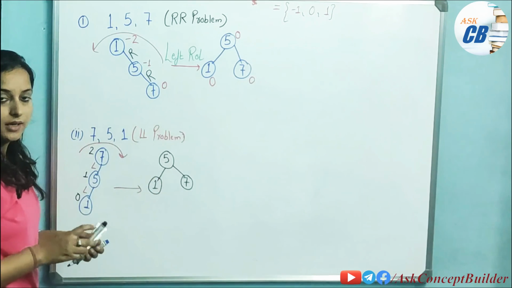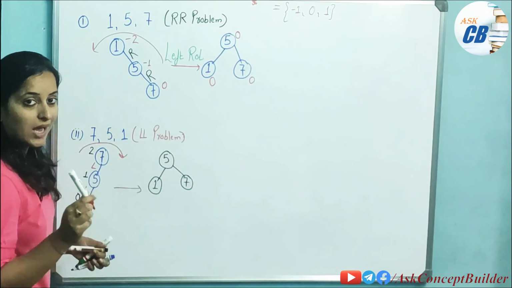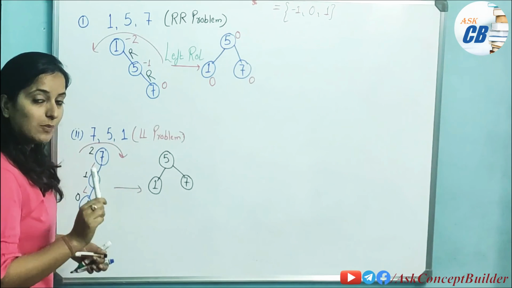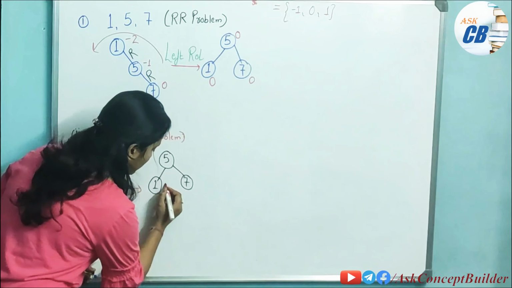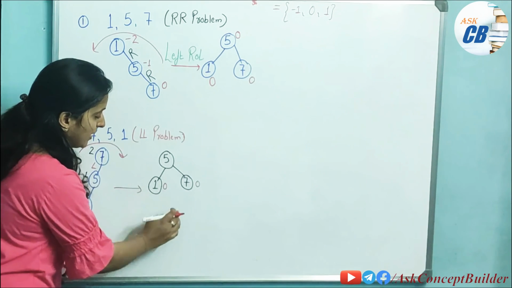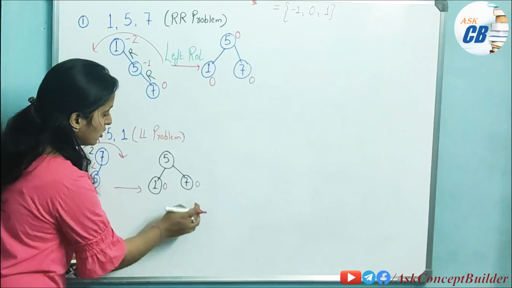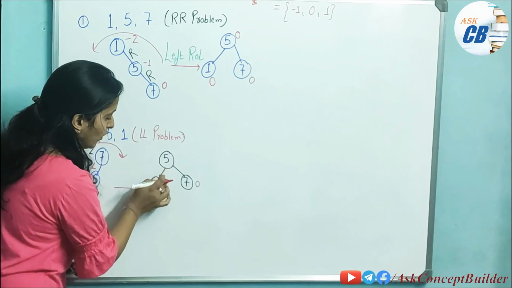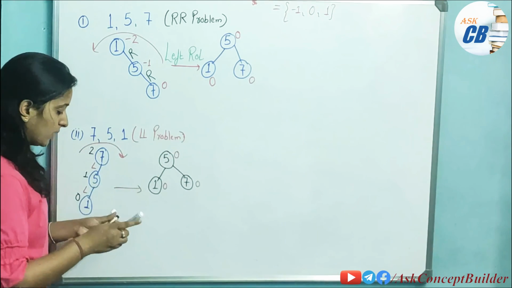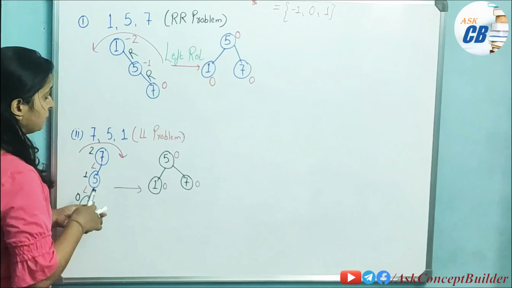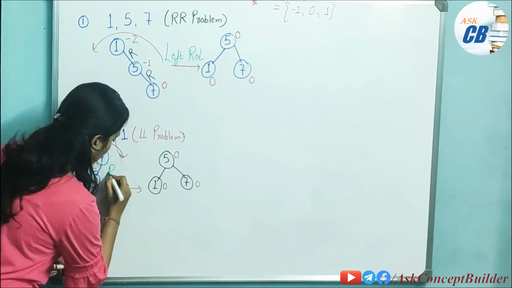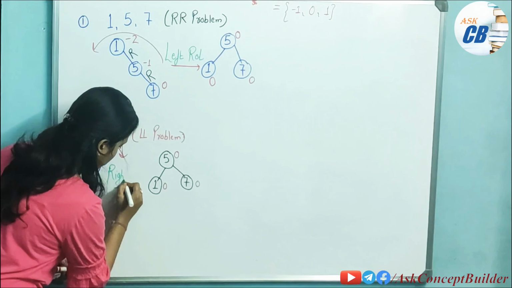Now what do you have to do again? After every rotation, you have to calculate the balance factor for each and every node again, to check whether it is balanced or not. So see, the balance factor for this is 0, for this is 0, because these are leaf nodes: left minus right, 0 minus 0. Now for this it is 1 minus 1, which is again 0. Now this is your balanced tree. So what we have done here is we have performed the right rotation.